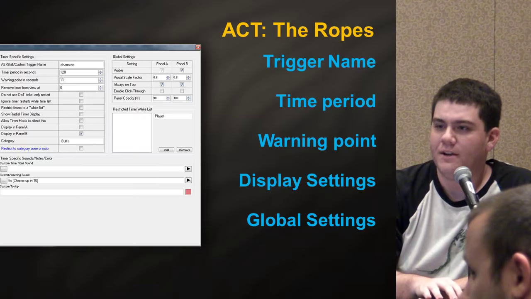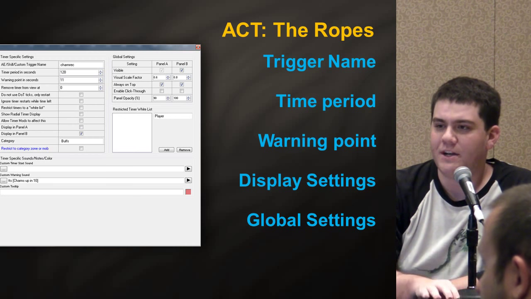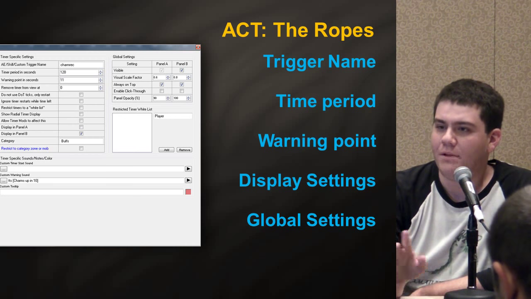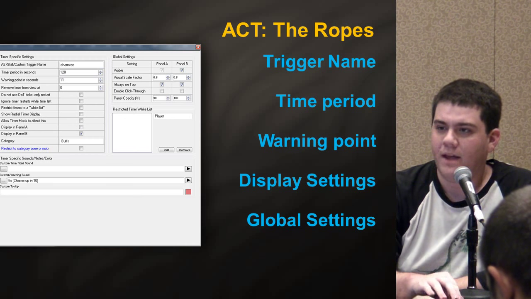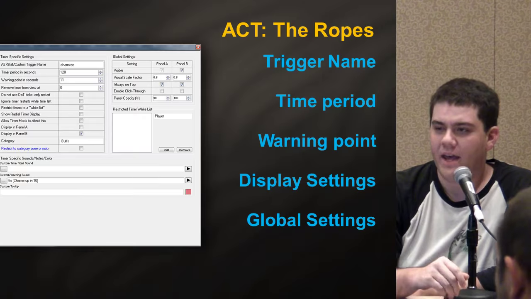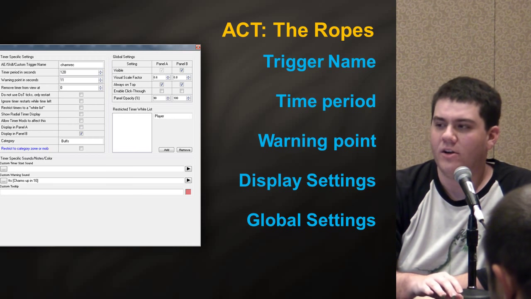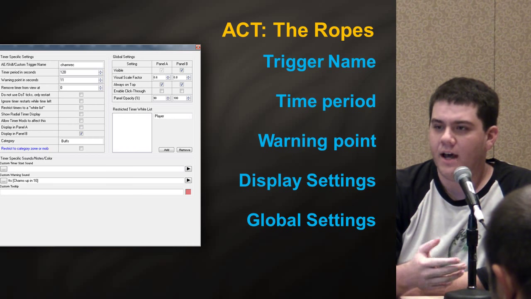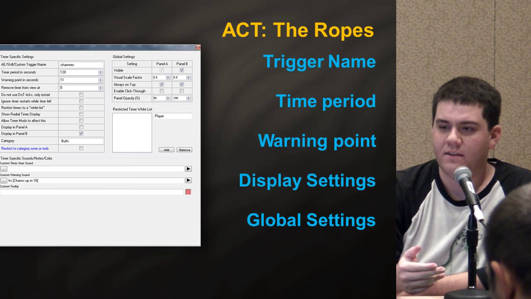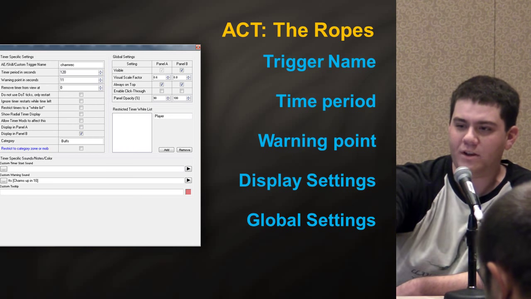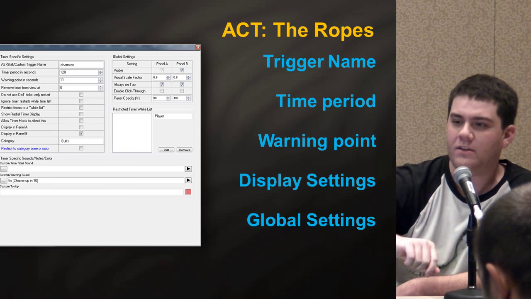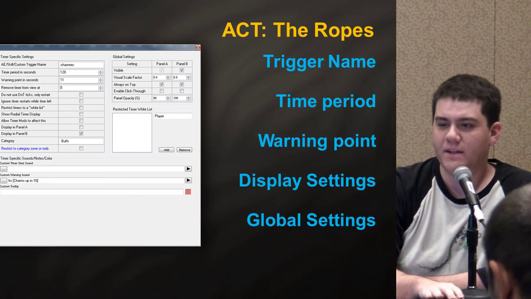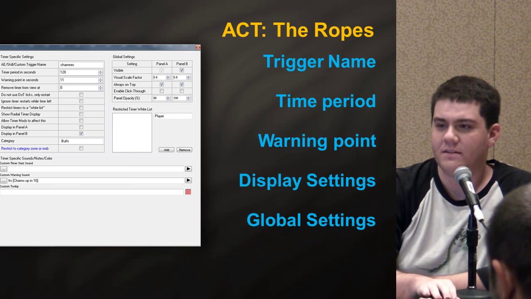And in this window there are a few different options that matter. The very top left is the trigger name, and that's just the name of this timer. How long is your timer going to be? Are you going to have a warning in there? Say at 11 seconds, towards the bottom, I'll have the custom warning sound triggered. So at 11 seconds left, I want it to tell me that my timer's going to be up in 10 seconds.